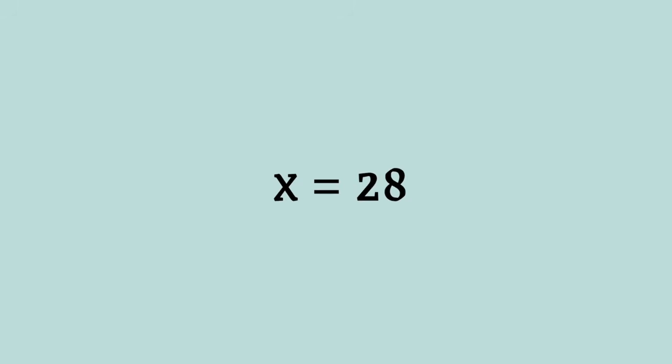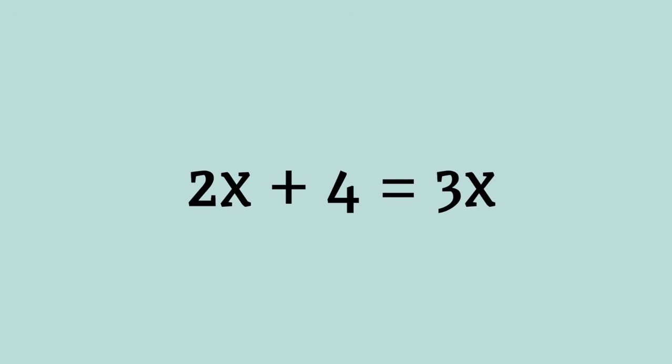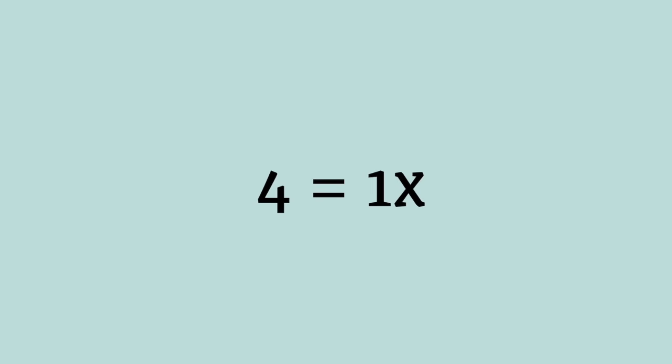Simple enough, right? Let's look at one last example. 2x plus 4 equals 3x. How do you find x when it's on both sides of the equation? It's actually pretty simple. You just get rid of the x on one side of the equation. 2 groups of x minus 2 groups of x is obviously 0, but what's 3 groups of x minus 2 groups of x? It's just one group of x, or in other words, it's just x.